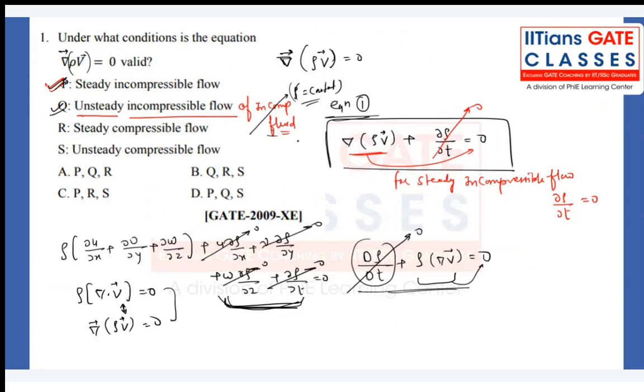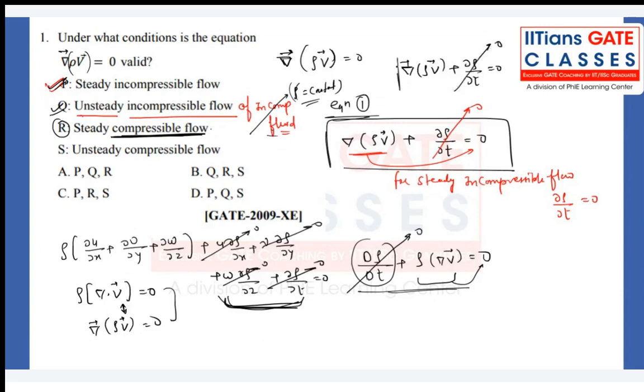Tell me, guys. Automatically that term will be gone. Whatever the function of time, dou rho by dou t, automatically that will be gone because density will be constant. Now further tell me, what about statement R? Is steady compressible flow. Compressible flow means what? Density can be a function of x, y, z. So here we can write del dot rho V plus dou rho by dou t equal to 0. But it is steady, so that is equal to 0.